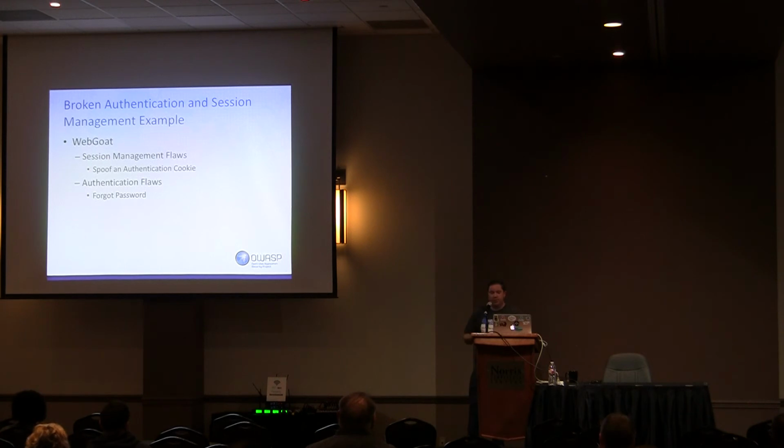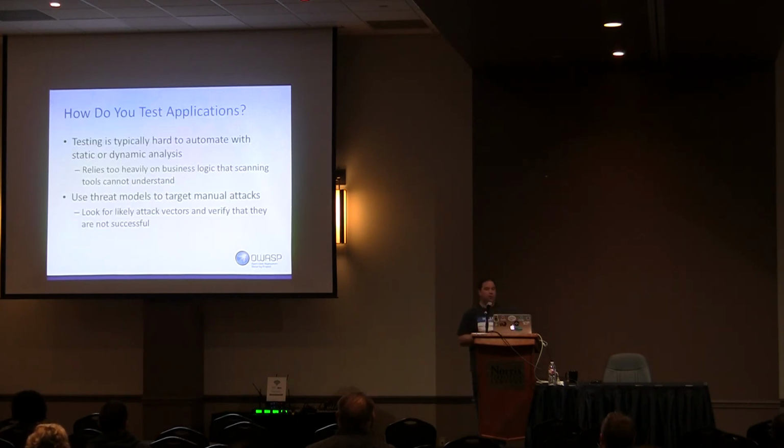Now, how do we test applications? Testing is usually pretty hard to automate with any sort of static or dynamic analysis. Static analysis, in case you haven't heard of it, also referred to as SAST, is basically scanning the code. So we're basically running an application that looks through the code, it looks at where data goes in, it looks at how data comes out, and it determines vulnerabilities based on what we call sinks and sources, so those values.